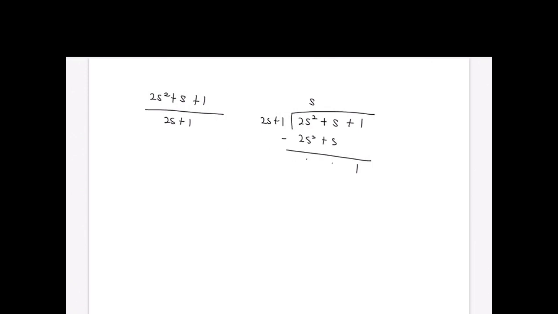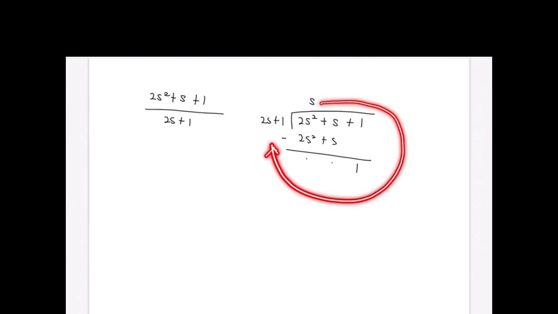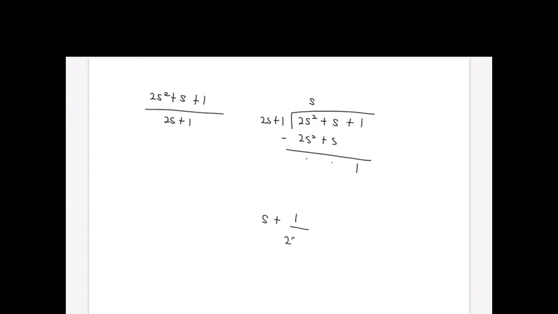Alright, so that's it. Then how do we write our proper fraction? You write it this way: s plus 1 over 2s plus 1. This is our proper fraction, while the original is our improper fraction. So you have changed from improper fraction to proper fraction.